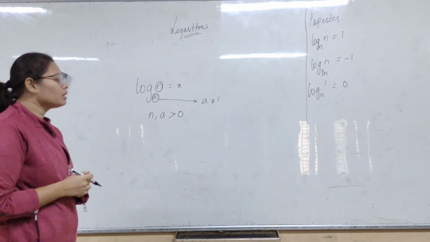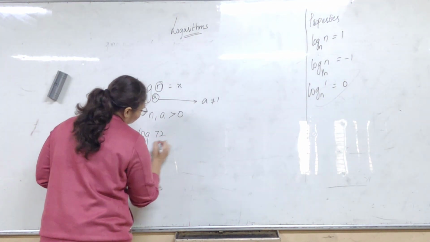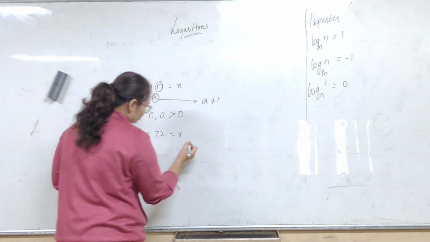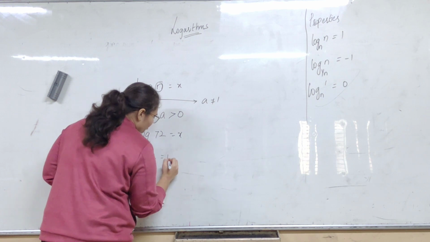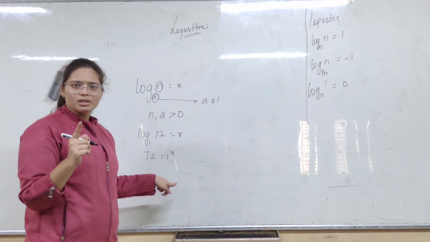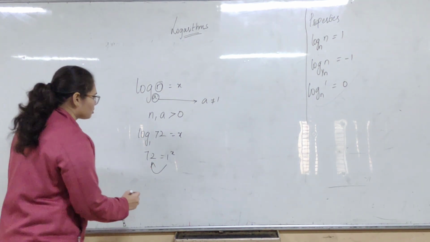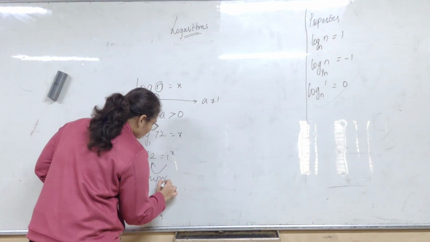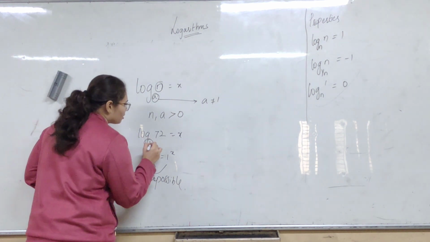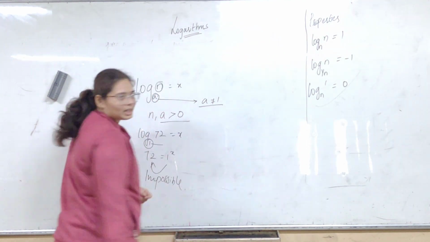Why is it not equals to 1? See. So let's take an example, log 72 to the base 1. Right? So this is equals to some x. Right? 72 is equals to 1 power x. 1 to the power of anything is 1. Right? So how can it be 72? It's not possible. Right? So it is impossible. So what we can take out from that? The base should never be equals to 1. So that's why a should be greater than 0 but not equals to 1.